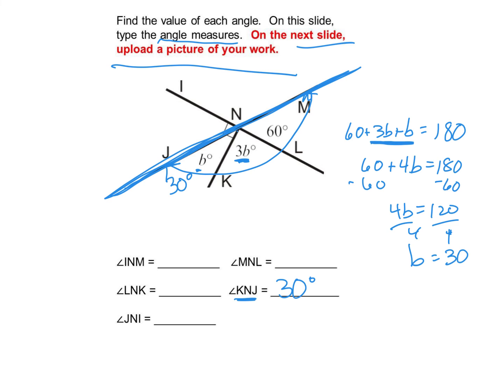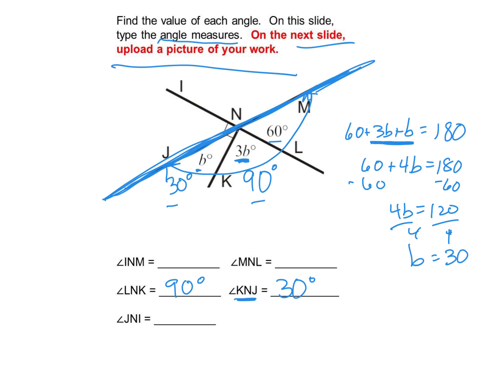Let's see here, this is 3 times b. So that is 3 times 30, so that's 90 degrees. Oh, isn't that lovely? 90 degrees. So that's KNL or LNK, 90 degrees. And then I'm checking it in my head right now. 60 plus 30 is 90. 90 plus 90 is 180, so we are correct.